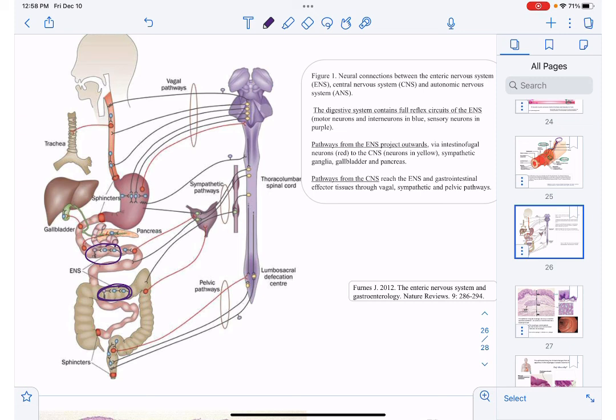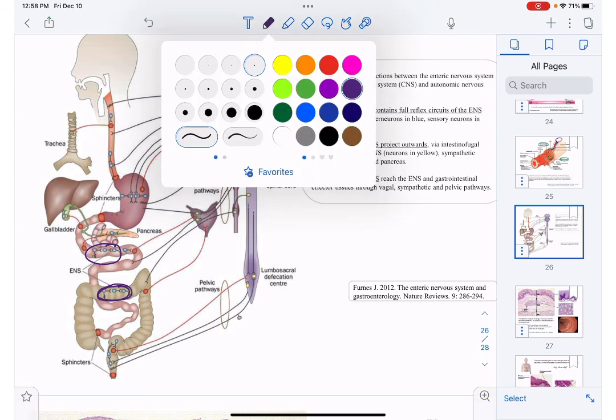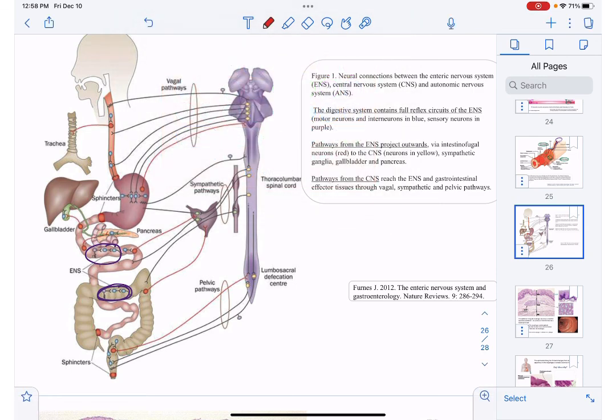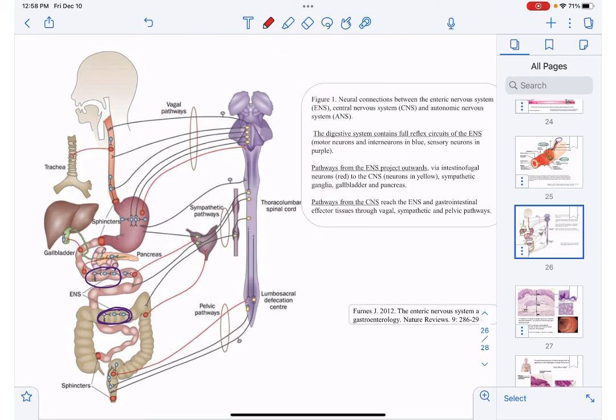But there's also, and I don't want to get into the details of this because a lot of it I completely don't understand as well. But here's the central nervous system. Here's the brainstem and the spinal cord. And so you can see that there are neurons both going to and away from the central nervous system.